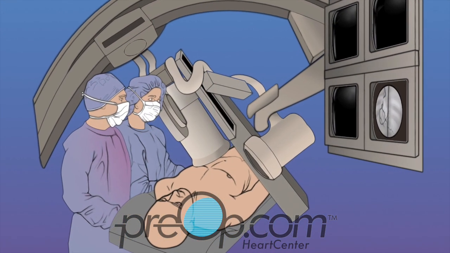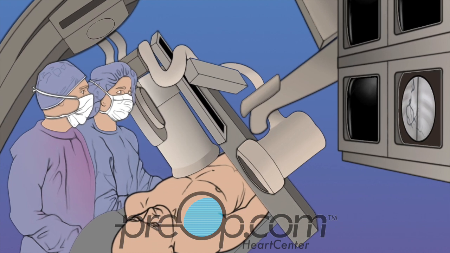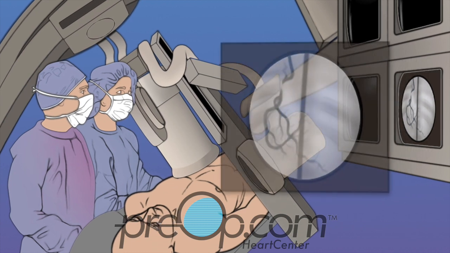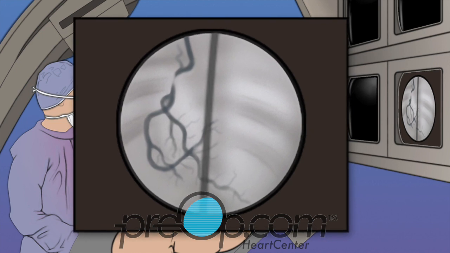A contrast dye that can be seen with an X-ray machine is given. X-ray pictures and video of the dye show the cardiologist how blood is moving through your heart.